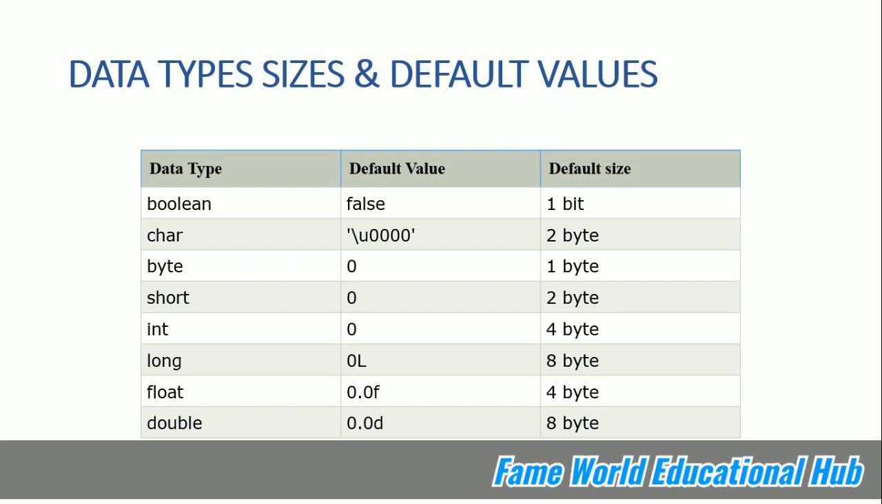For character, you can see it is like \u0000, where \u means unicode. Byte takes 0, short and int take 0 as the default value, long takes 0L as the default value, float takes 0.0f as the default value, and double takes 0.0d. It is not necessary to write 0.0d, because double works implicitly in Java.